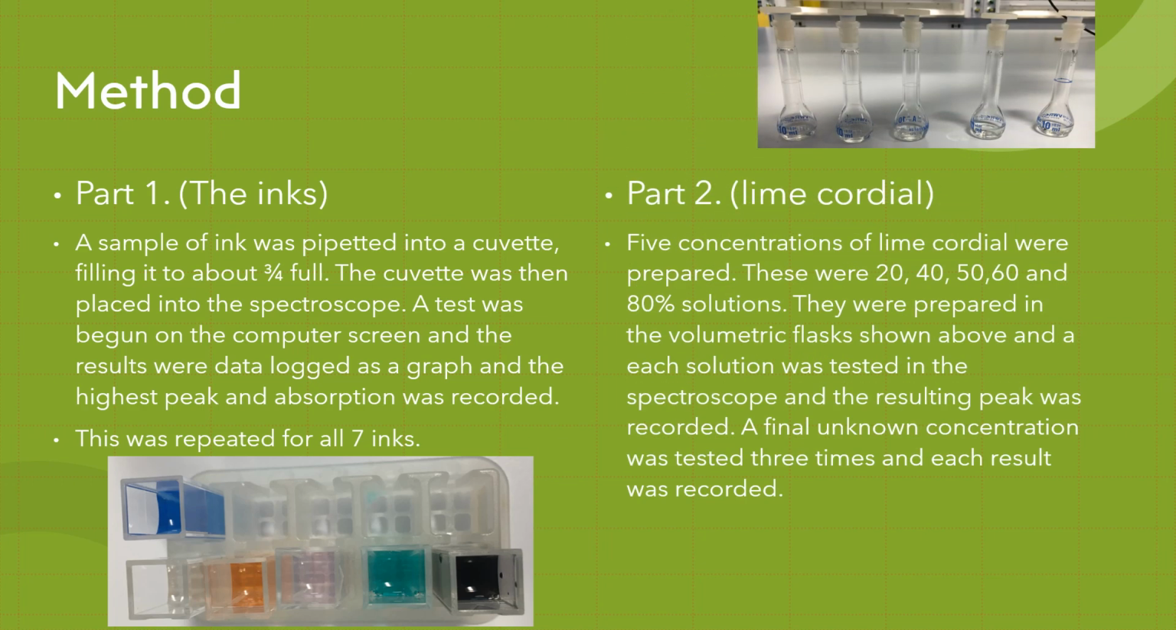The second part was a little more involved, where we used 5 volumetric flasks and prepared 5 concentrations of lime cordial. These were 20, 40, 50, 60 and 80% solutions. They were then tested in the spectroscope and the resulting highest peak was recorded. Finally, the unknown concentration of cordial was tested 3 times and each result was recorded. The final cordial was tested 3 times so that an average could be taken and compared to the rest to find the unknown concentration.